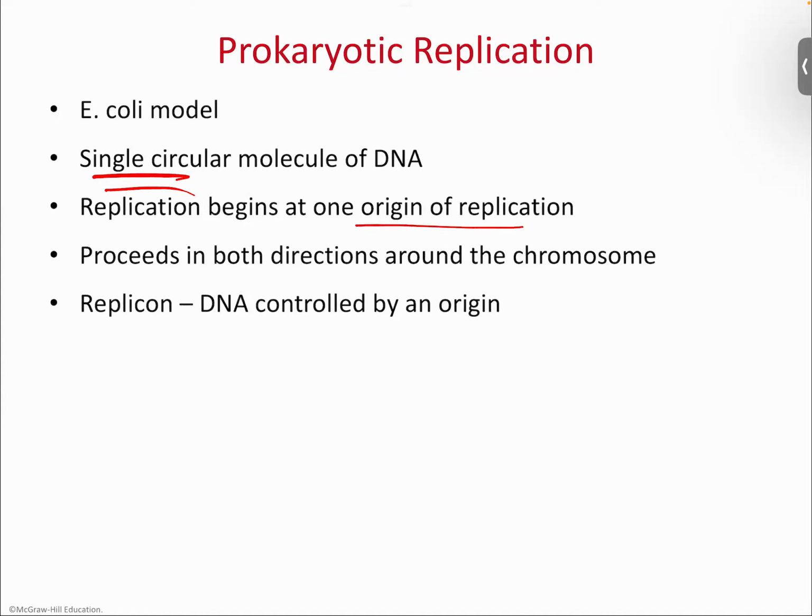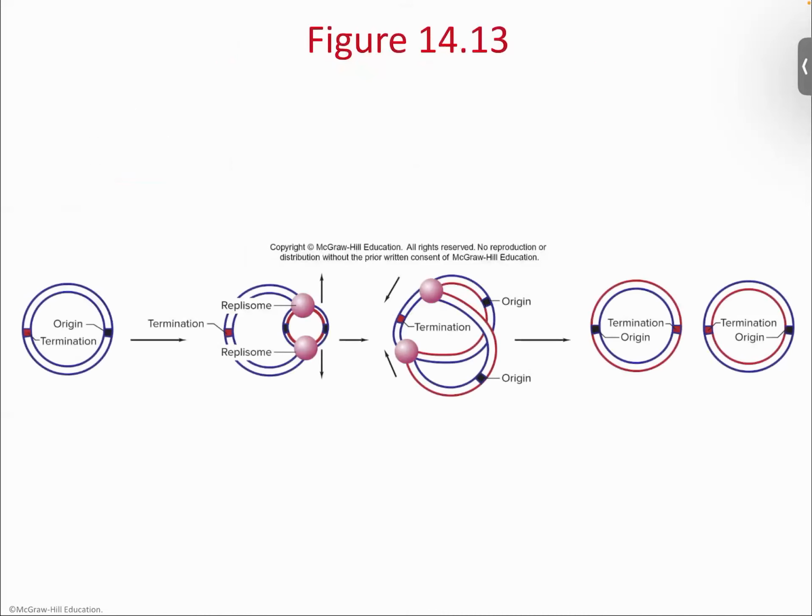We already learned about the origin of replication, didn't we? In this big old circle, you have a start point, a place where you can actually assemble and begin your replication. So that's going to be your origin of replication. You move in both directions until you come to the end, and then ultimately you come to a termination. So that's kind of what it looks like.